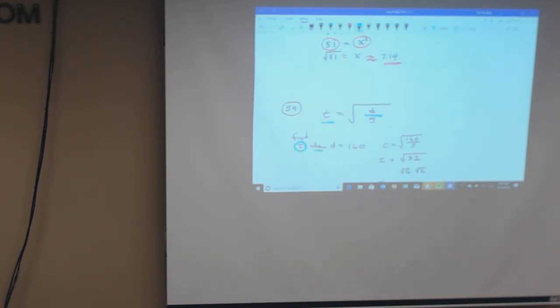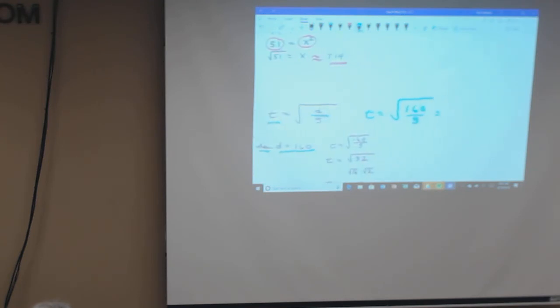when an object is dropped from a height, that's the distance, of 160. So d is 160. So I come over here and I just put t equals the square root of 160 over 5. What's 160 over 5? 32. So t is the square root of 32.